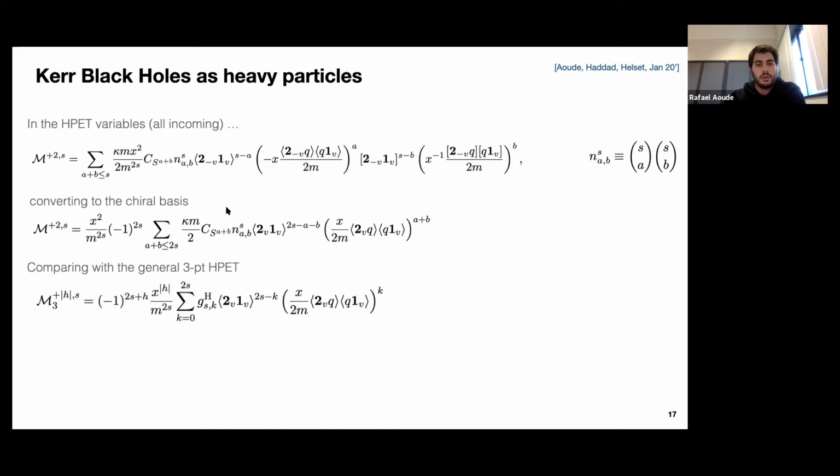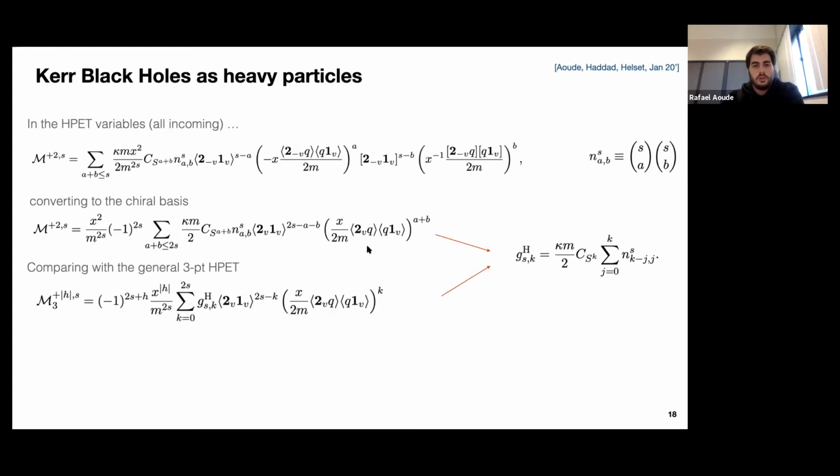So we convert to the chiral basis, and from this amplitude, what you obtain is the multipole expansion with the Wilson coefficients here. If you compare the amplitude obtained from the action with the general 3-point amplitude of HPT, you can see that there is a one-to-one mapping between the G-heavy coefficients and the Wilson coefficients from the action, and the relation is given by that. So it's a one-to-one mapping between the coefficients with some factor.